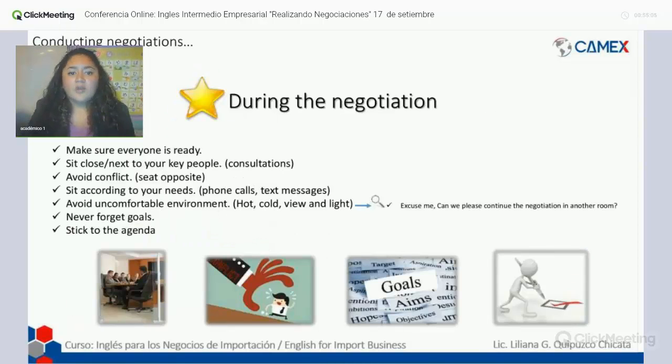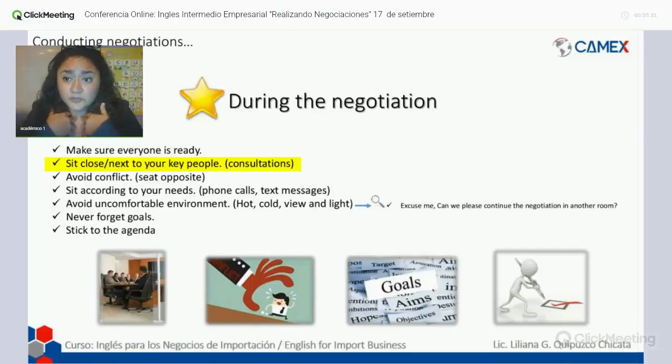Then, what do you have to do during a negotiation? Before you go into the negotiation, you have to make sure that everyone is ready, everyone is at peace of mind, and focused on getting the goals that you will have to accomplish. Then you have to sit close to, or next to if possible, your key people in order to consult them.